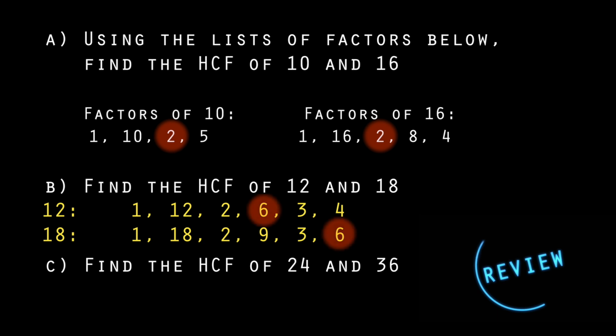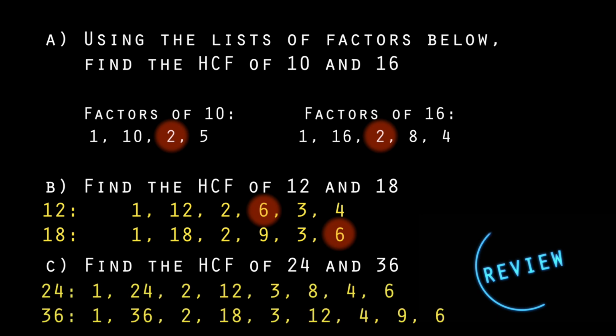The final question looked for factors of 24, which are 1 and 24, 2 and 12, 3 and 8, 4 and 6. And the factors of 36 are 1 and 36, 2 and 18, 3 and 12, 4 and 9 and 6. 36 being a square number, so 6 times 6 gives you that. The biggest number in both lists is 12. The highest common factor is 12.